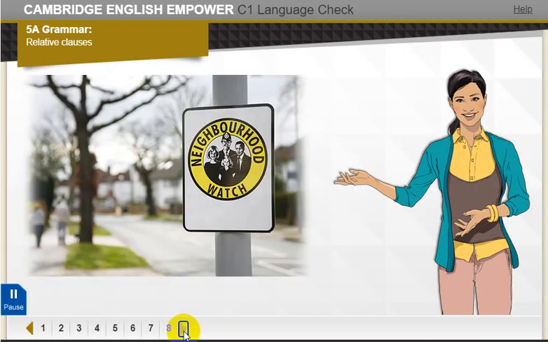Good work. You've reached the end of the language check. Feel free to use it any time that you want to revise relative clauses.